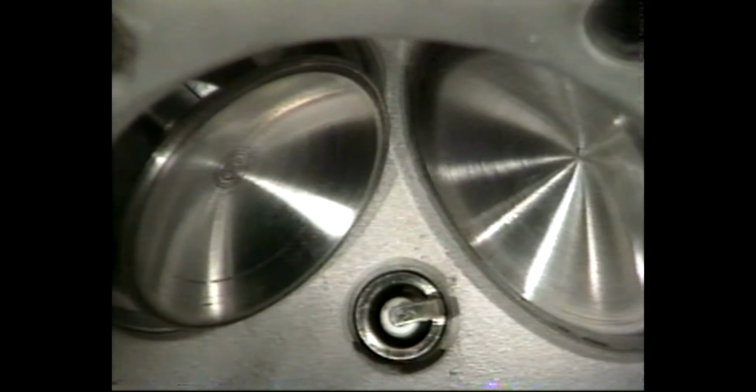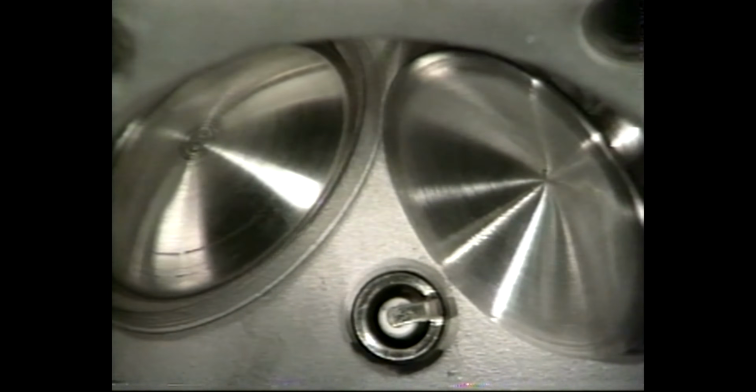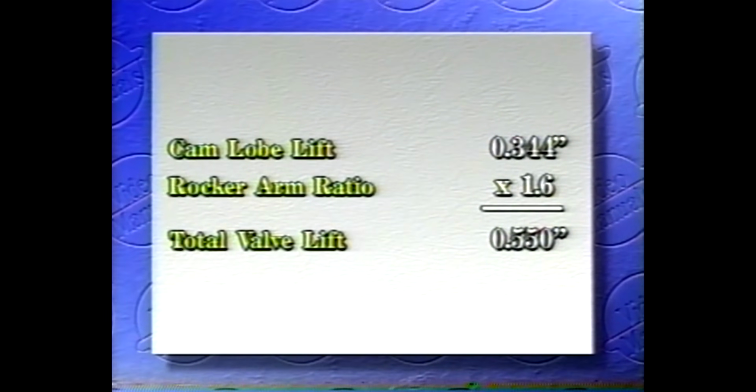Valve lift is the maximum distance the valve is raised up from the valve seat. We use the following formula to calculate our valve lift. We multiply our cam lobe lift, 344 thousandths, by the evolution motor rocker arm ratio, 1.6, to give us a valve lift of 550 thousandths of an inch.